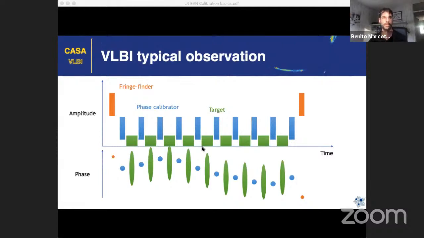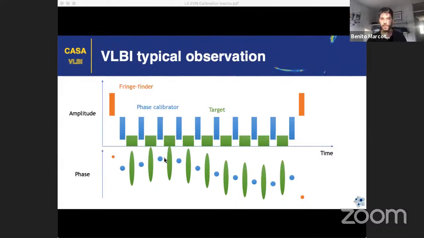On the other hand, if you're observing a faint target, the amplitudes will be consistent with the noise that you expect for those baselines, and you will not be able to recover the phase information, because basically your signal is dominated by noise, not by the source signal. So that's why you observe the phase calibrator and then the target in between. So at least you have a source to derive solutions, correct for the evolution of the phases, and then extrapolate those solutions to the target.